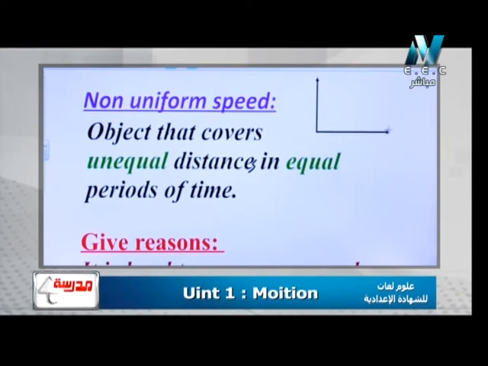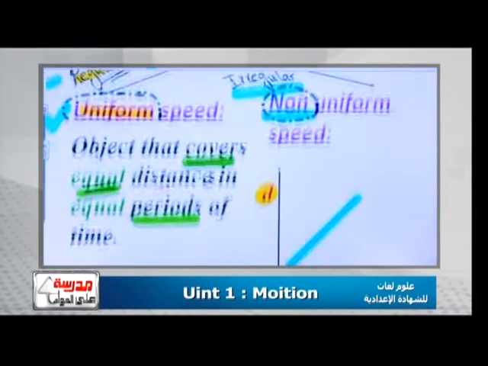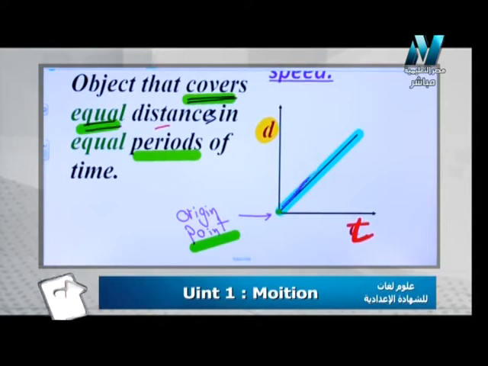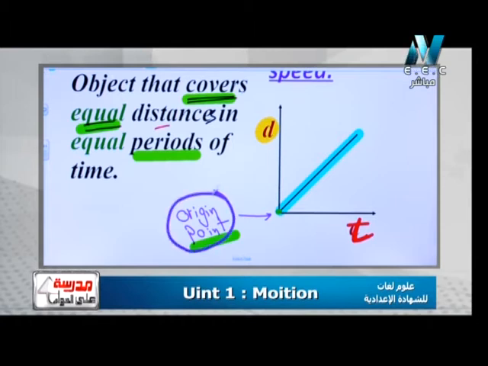So how can we use the graph to represent the relation between distance and time in non-uniform speed? We have two axes as we know: distance and time, but we have a curved line, not a straight line. Curved line passes through the origin point, not a straight line. In the previous page we have a straight line passing through the origin point because we have uniform speed, the body covered equal distances in equal periods of time.